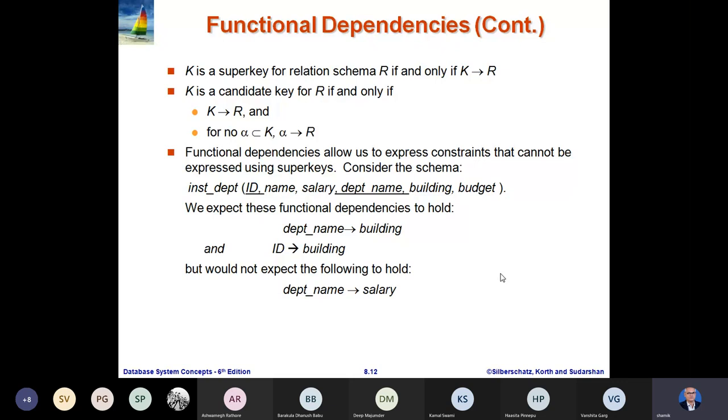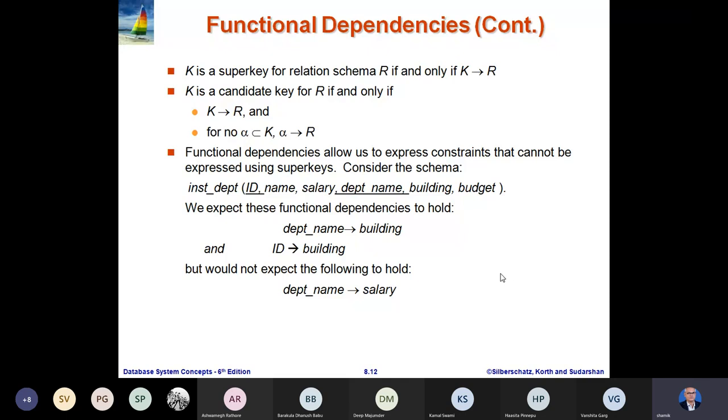So this is what we can understand, that if we have this sort of a schema where we have put everything together, then ID functionally determines building, and department name also functionally determines building. And we can say that ID and department name together form the super key. But that is not a candidate key because its proper subset, that is ID itself, also is a super key. So ID of course is a candidate key.